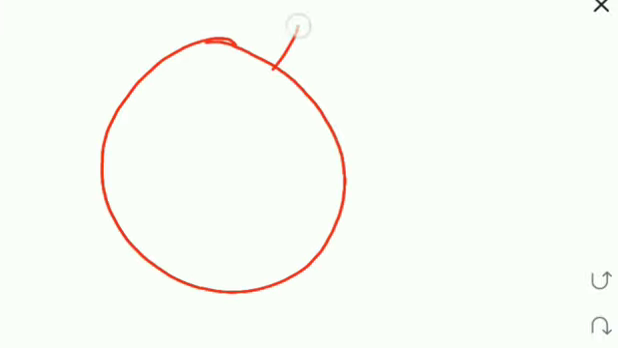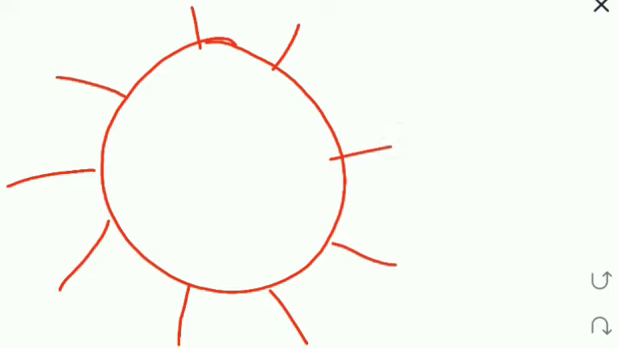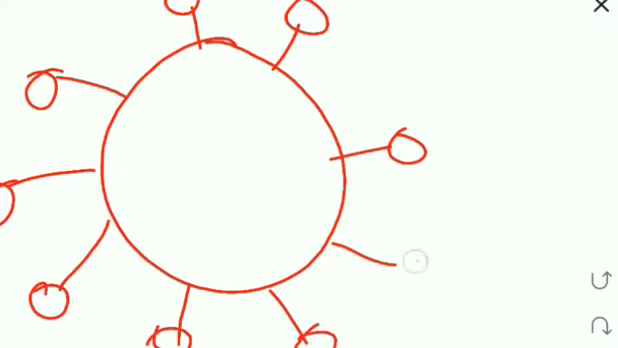Let's draw HIV. I'm drawing it with a bright red color. Looks like a sun though. And then we have these spike proteins. This is what a typical HIV looks like.